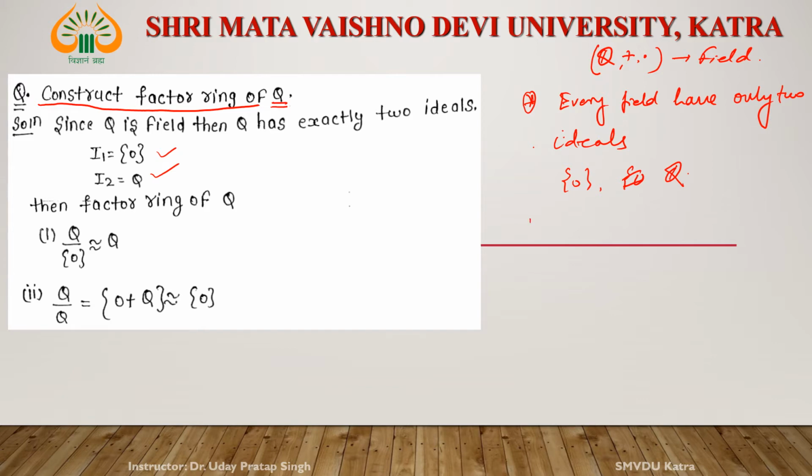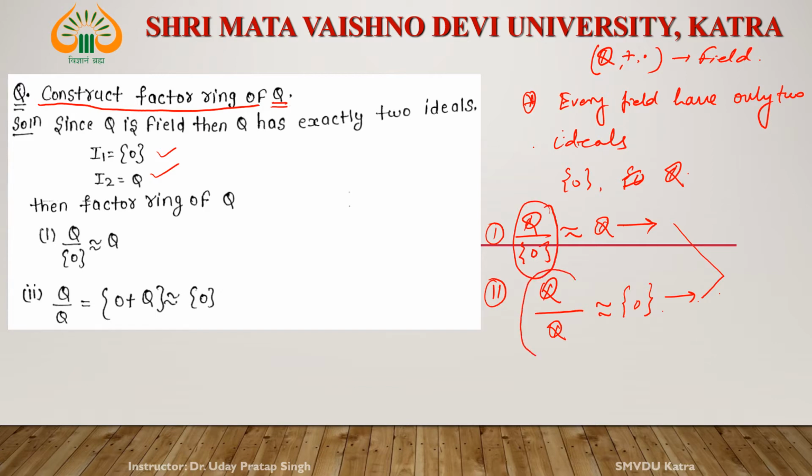Then what are the factor rings? Q by 0. What is this? This is isomorphic to Q. This one is the first factor ring, and what is the second? Since the second ideal is Q, so Q by Q. This is isomorphic to 0, right? So this has only two ideals, 0 and Q. So the factor rings are Q by 0 and Q by Q. These are the two factor rings, which are isomorphic to Q and 0.